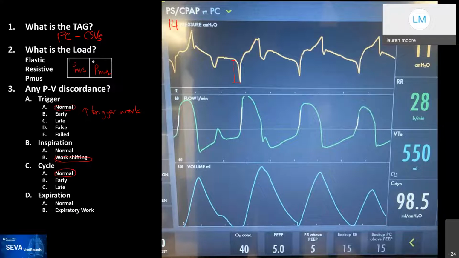And then expiration, there is work. Thank you. Ahmed, what would you change? What would you do with this patient if you see this?